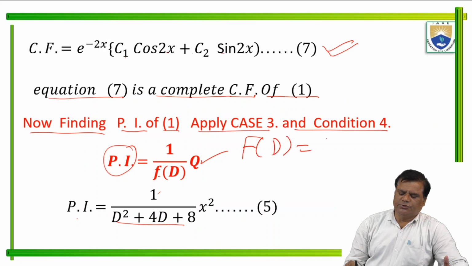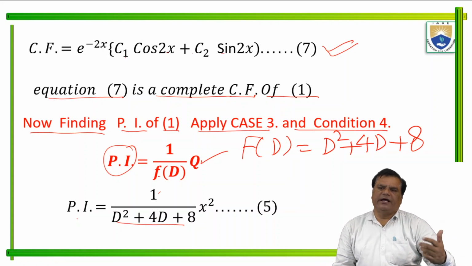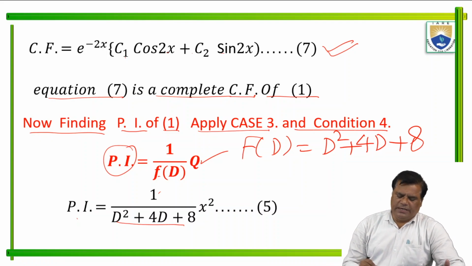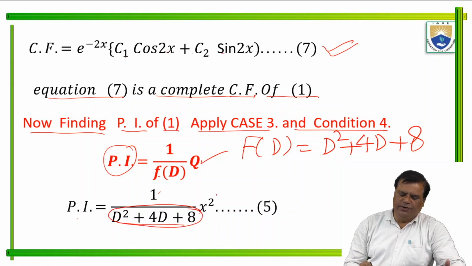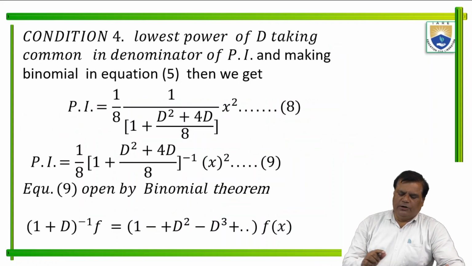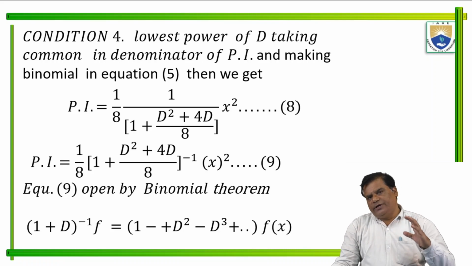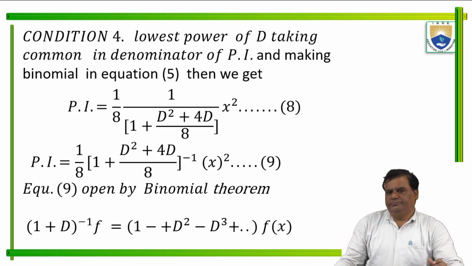Here f(D) is D square plus 4D plus 8. This is f(D), which is given in our question. So 1 upon f(D), I am putting here f(D) into x square. Now condition 4. What is condition 4? Here we are applying condition 4.